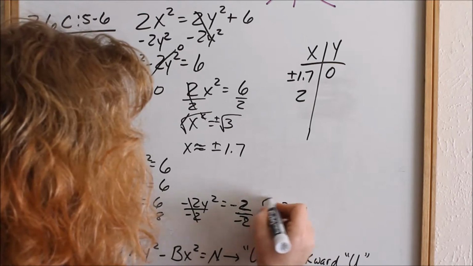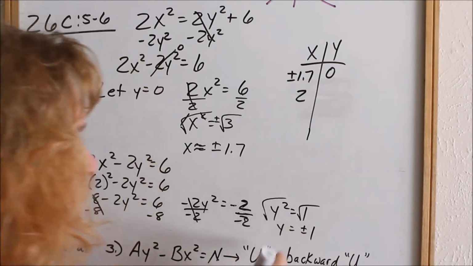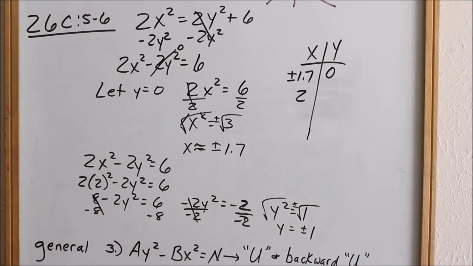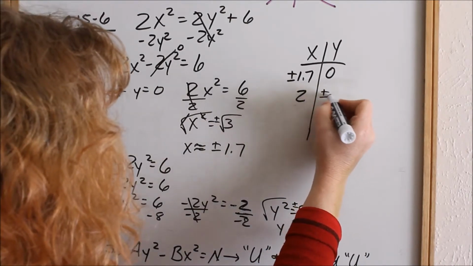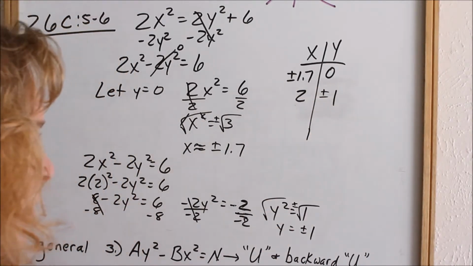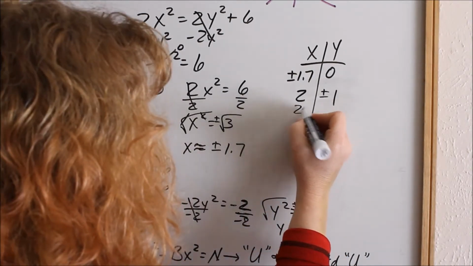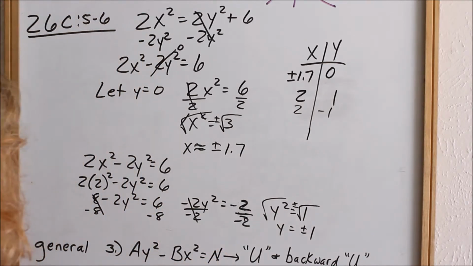Taking the square root of both sides, y equals plus or minus 1. Put plus or minus in front of your radical. The square root of 1 is just 1. So when x is 2, I am going to get a positive or a negative 1. Okay, I can also write it like this: when x is 2, I get a positive 1 and a negative 1. I can write it like that.